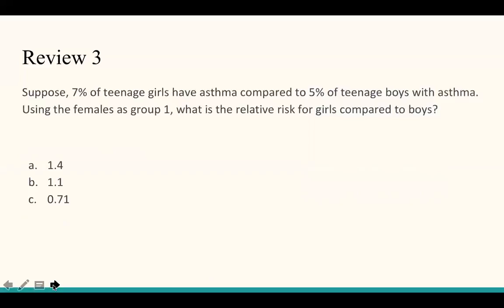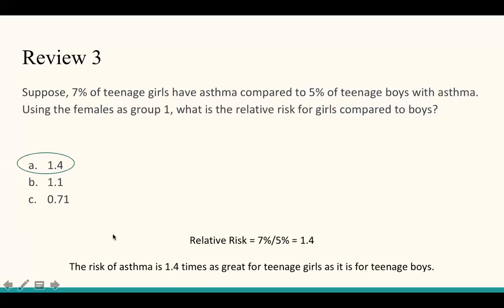Okay, so our last review. Suppose 7% of teenage girls have asthma compared to 5% of teenage boys with asthma. Using the females as group 1, what is the relative risk for girls compared to boys? So take a few seconds, we're going to go over. Okay, the answer here is A.